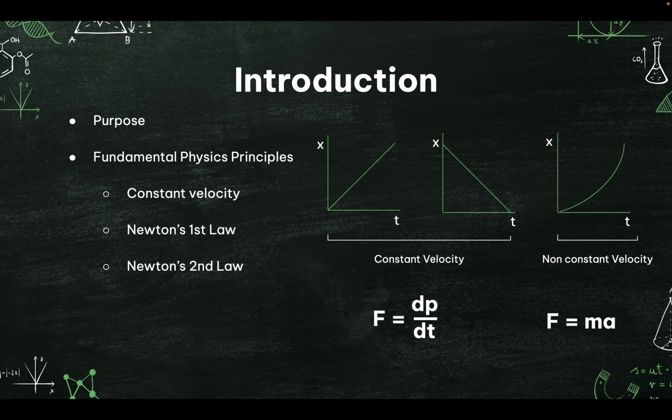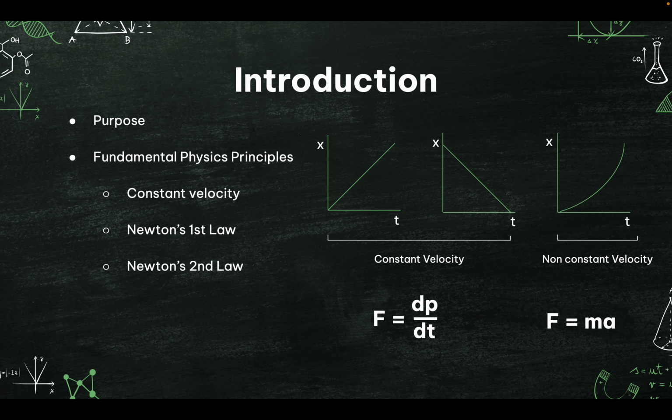Some of the fundamental physics principles included in this lab are constant velocity, Newton's first law, and Newton's second law. Constant velocity provides that the slope of the position versus time graph is constant. Constant velocity also provides that there is no net force on the system. In the first two graphs, the velocity is constant, where in the first one it's positive and in the second one it's negative. The third graph shows a non-constant velocity as it is increasing over time, because there has to be a net force acting on the system.